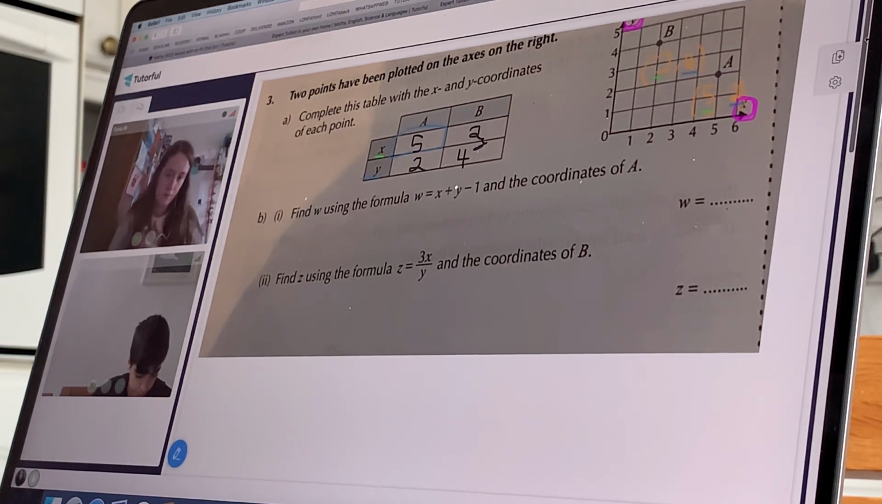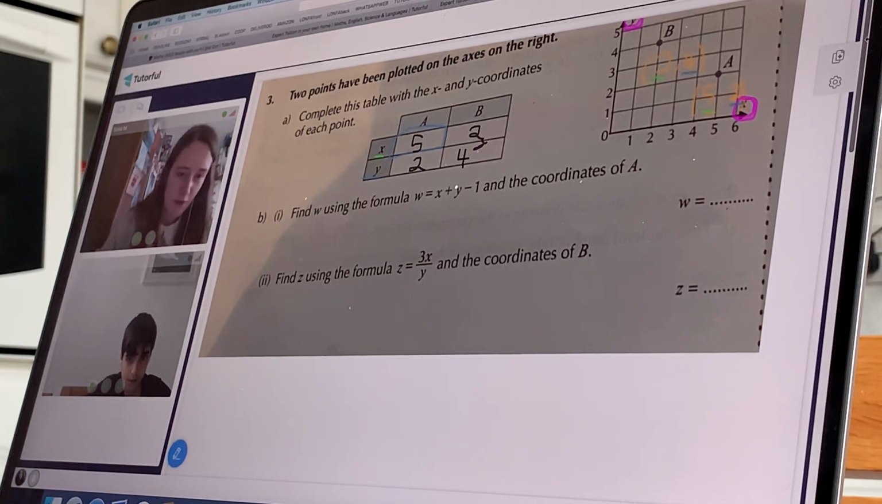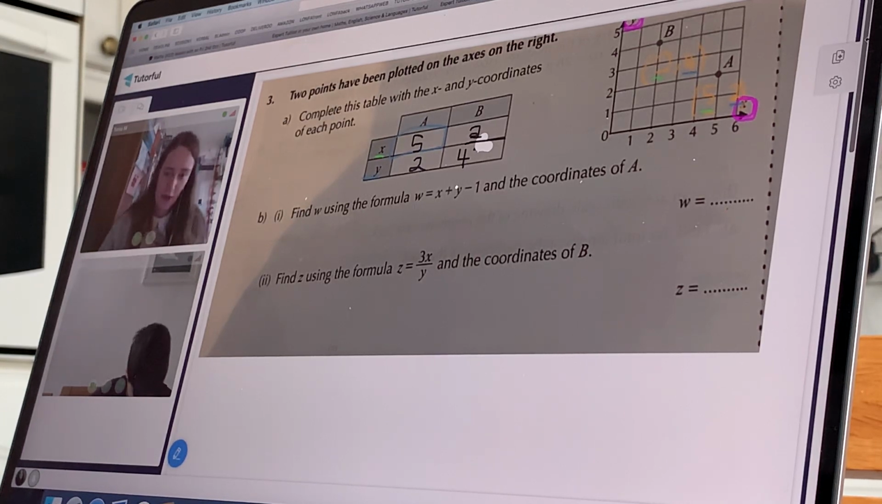The next one will be 2 again, because the 2 is on the top for B. Sorry, it looks like a 3, but it's just my pen. And then on the bottom for the y-axis, it will be 4. So do you have it? That's a 5 and 2 on the top, and then a 2 and a 4 on the bottom. And then move on to the next question now.